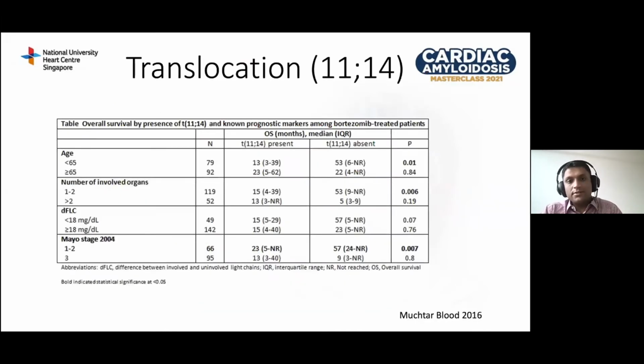More recently, it's also been identified that having a specific translocation, t(11;14), which leads to upregulation of cyclin D1, also has an adverse prognostic effect, specifically in patients who are younger, have fewer involved organs, and are early Mayo stage. Right? I will come to the therapeutic significance of this later.